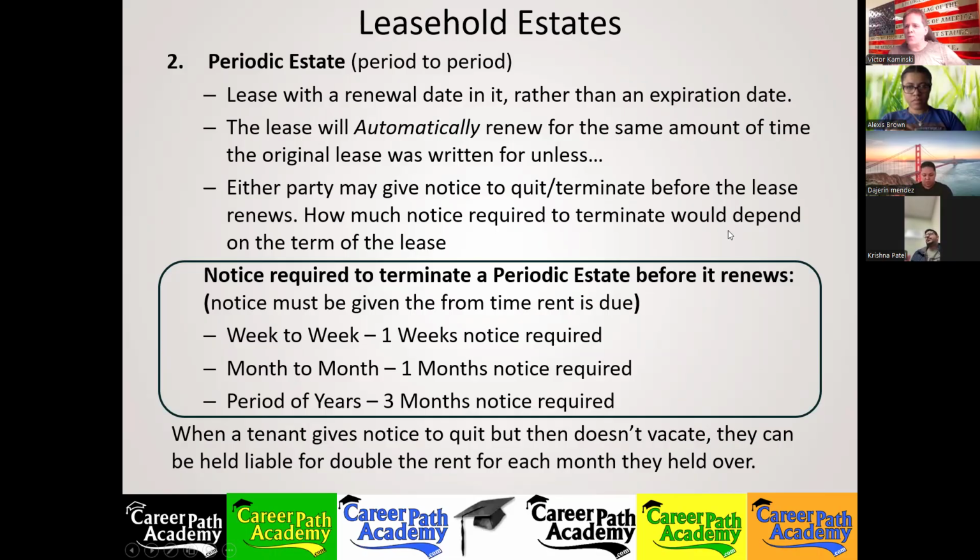How much notice is required to be given before it renews? It depends on the length of the lease. Week to week, 1 week's notice. Month to month, 1 month's notice. If it's for a period of years, 3 months' notice is required. Now, if a tenant gives their notice to quit but then doesn't vacate, they can be held liable for double the rent for each month that they hold over.